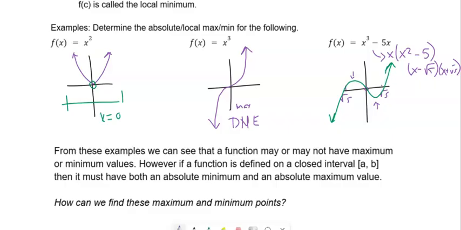So what I need to do here is take the derivative of this function, 3x squared minus 5, and set this equal to 0. 3x squared minus 5. So x is plus or minus the root of 5 over 3. And this is going to be my max and my min.